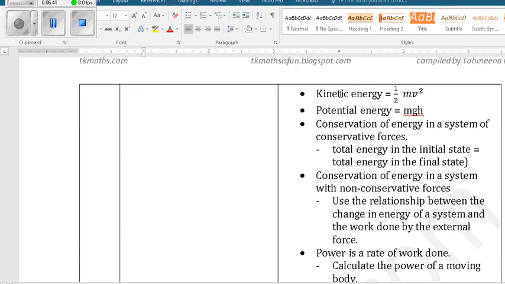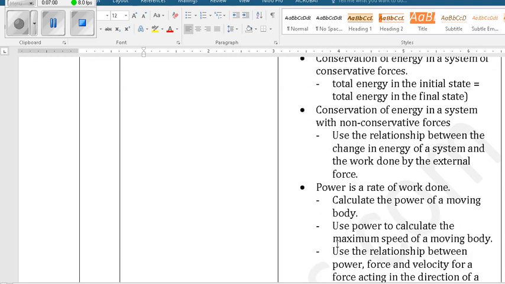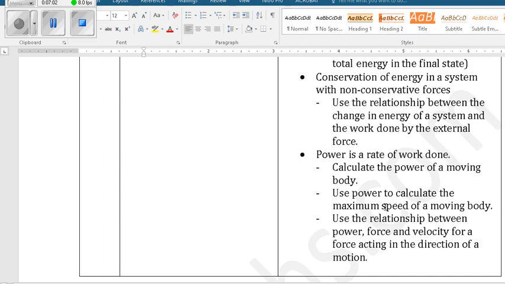And kinetic energy, potential energy, conservation of energy in a system of non-conservative forces and in a system of conservative forces. So what are these? If you need explanation, go to the videos, or you can revise from any book you want to. And what is power? Rate of work done. Calculate the power of a moving body and the rest of the detail here. So you can put the video on pause and make a note of the concepts you want to revise.